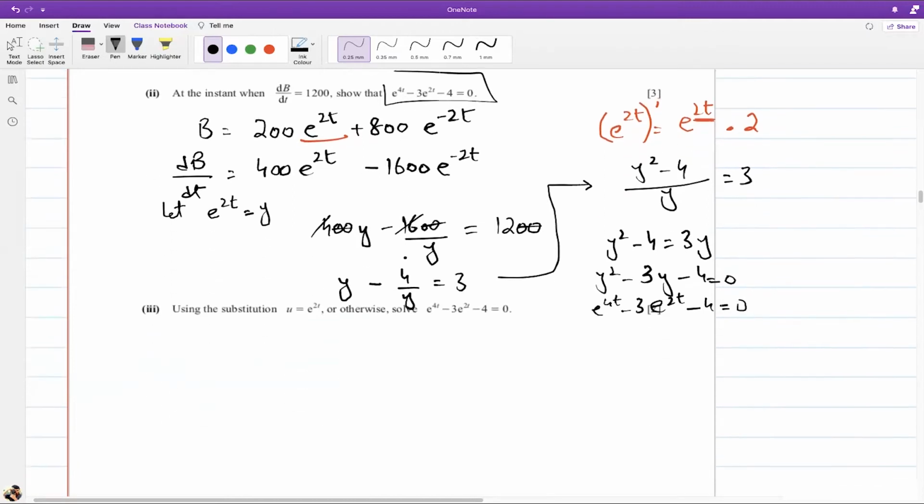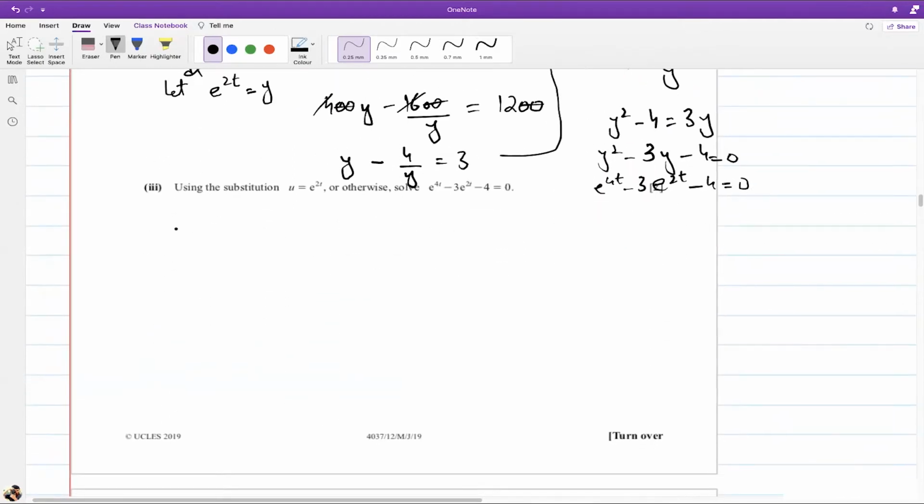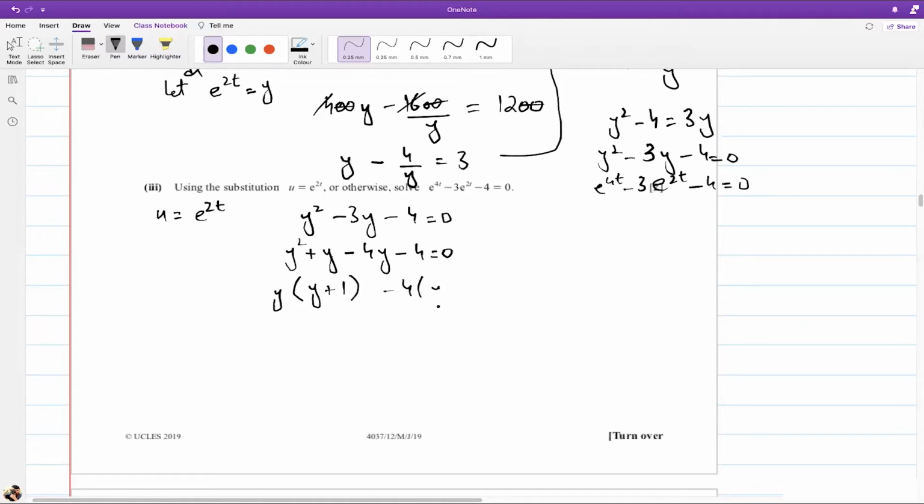All right. They're saying use the substitution u is equal to e power 2t. Just like we made a dummy variable, they have also made a dummy variable. Solve this equation. Okay, so we already have this equation in that form, that this becomes y squared minus 3y minus 4 equal to 0. So this simply becomes y squared plus y minus 4y minus 4. So y plus 1 times y minus 4 equal to 0. So y is equal to minus 1 and y is equal to plus 4.